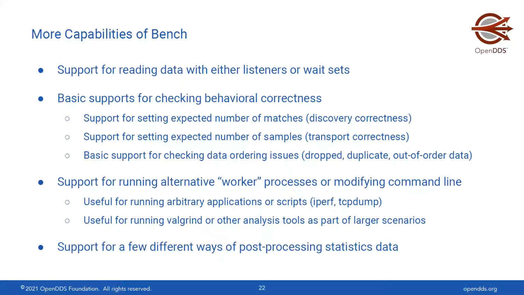It can do basic checks for correctness, and we use that in our CI tests, as well as in our performance tracking. It's not great if OpenDDS is fast but incorrect. So we're checking that everywhere we can. It's got things like checking for the expected number of matches for discovery correctness, expected number of samples for transport correctness, and also doing things like ordering issues. Was any data dropped? Was any data duplicated? Was any data out of order, etc. It has to know a little bit about the QoS values being used, so there is some complexity to some of those checks.